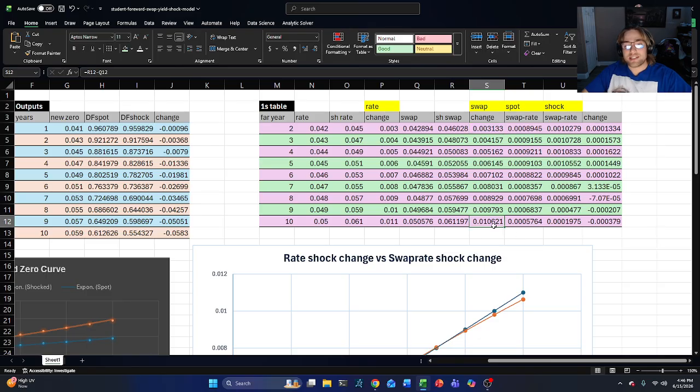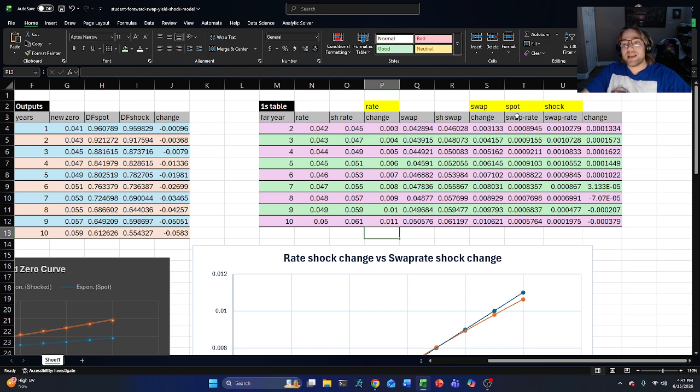So what's interesting is you see the swap rate for the 1s to 10s is 0.0106, while it's 0.011, so it's actually less than the just forward rate. And the charts are going to get into that with the models.